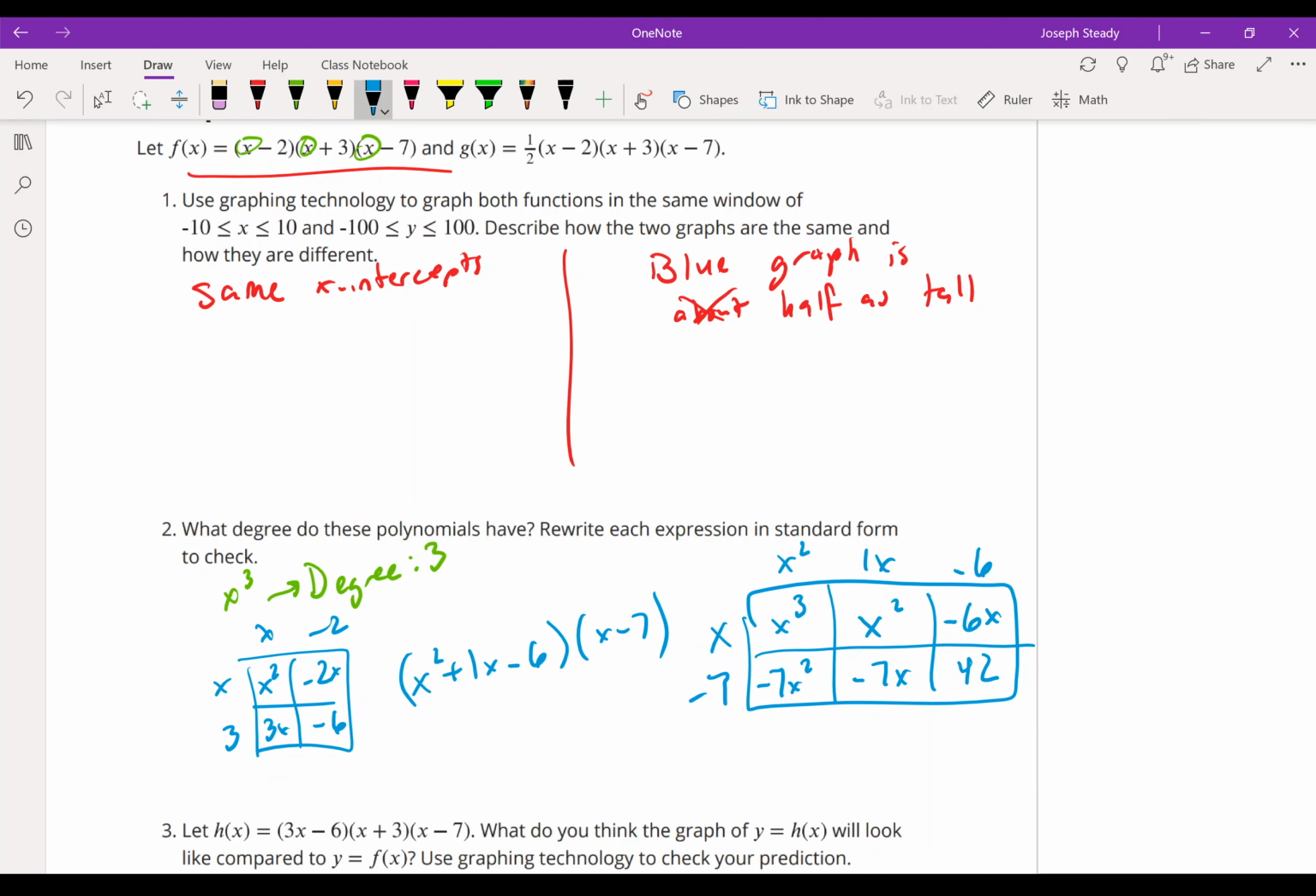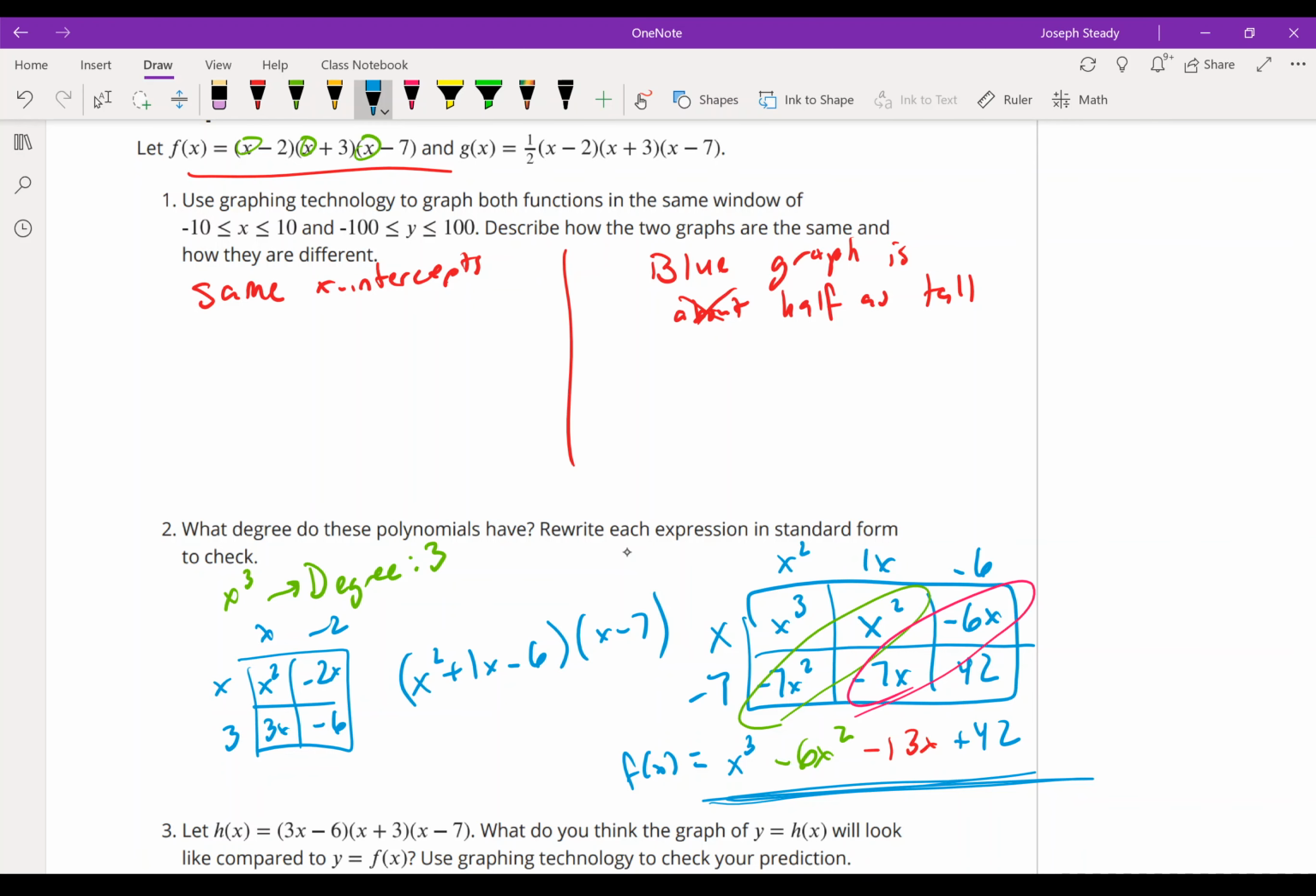So now we can go ahead. There are some like terms to combine here. These are both x squared. These are both x. So we end up with x to the third minus 6x squared. And then these combine to give us minus 13x. And that last piece is plus 42. So when we multiply everything out, that is what we end up with for the first polynomial, for f of x. It's just written in standard form instead.